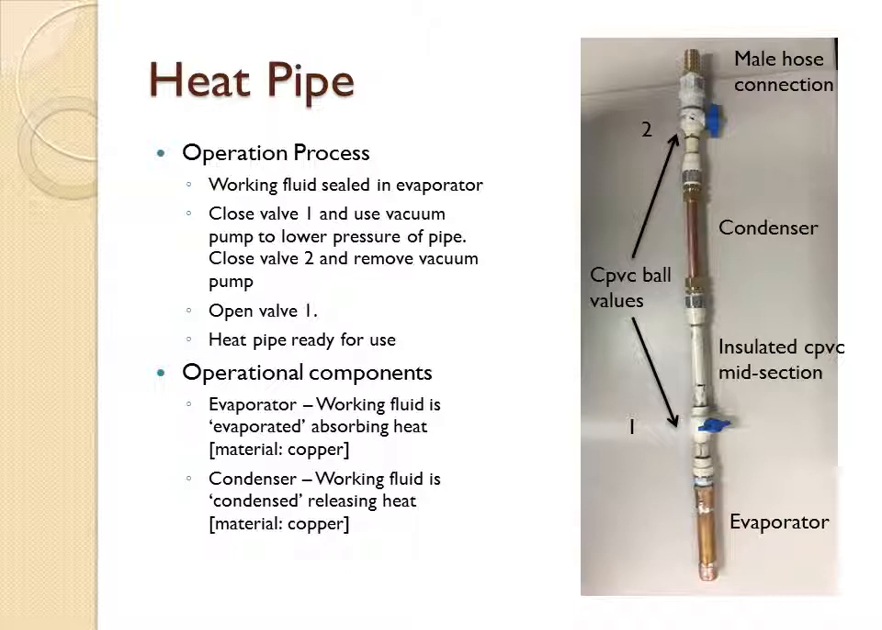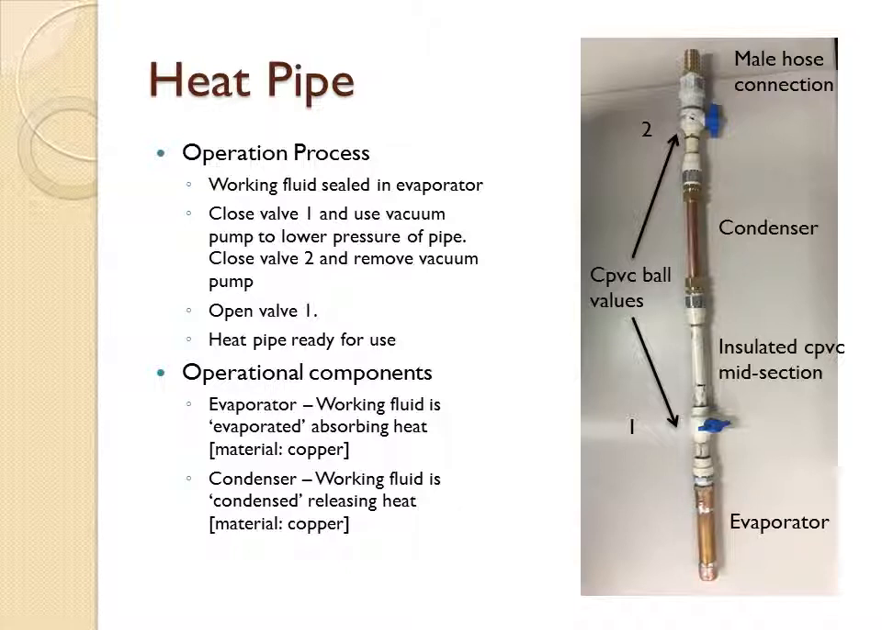This is the heat pipe created by the design team. There's both the evaporator and condenser region, as well as an insulated CPVC midsection. The insulated section is meant to reduce heat transfer in this area and allow the water vapor to reach the condenser region to release heat.